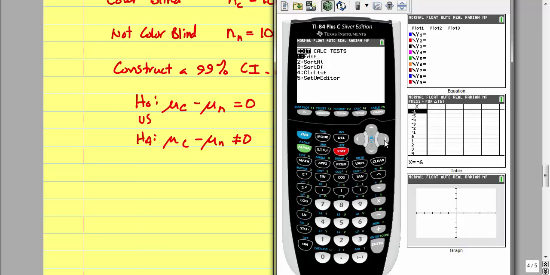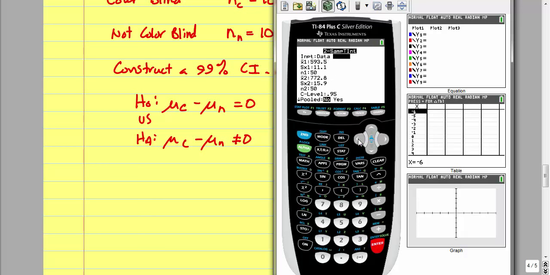So we'd start with STAT, arrow over to TESTS, and we want a confidence interval. So go ahead and scroll through. Here's intervals. So this looks like a 2-proportion. We don't want proportion, so let's keep going. Here's 2-sample t interval, so I think that's what we need.